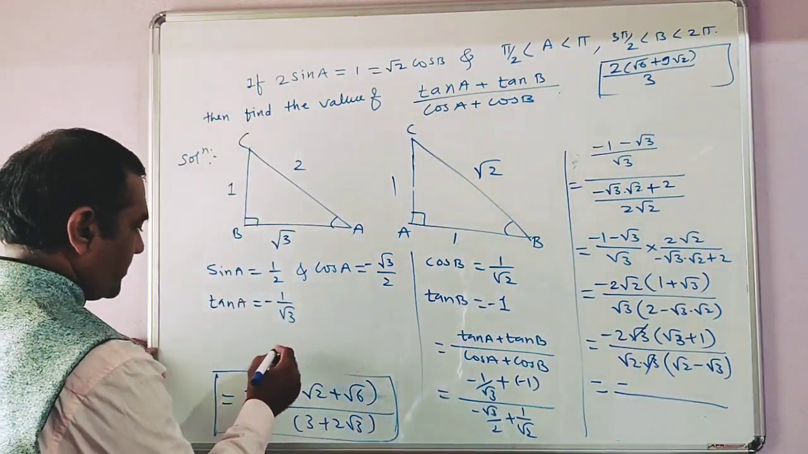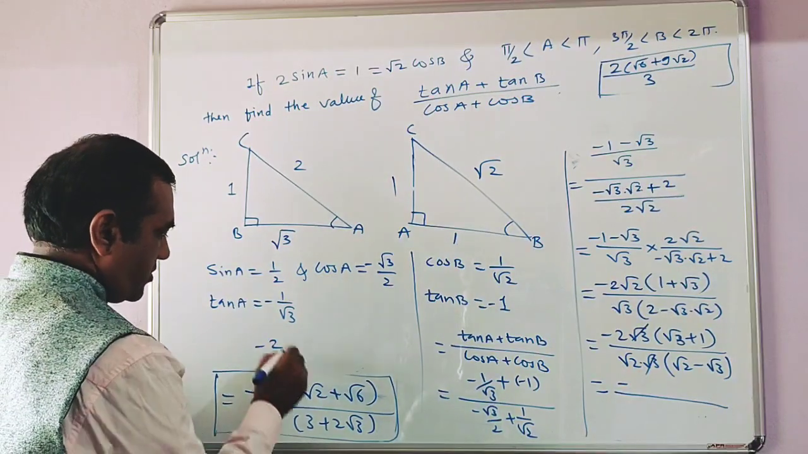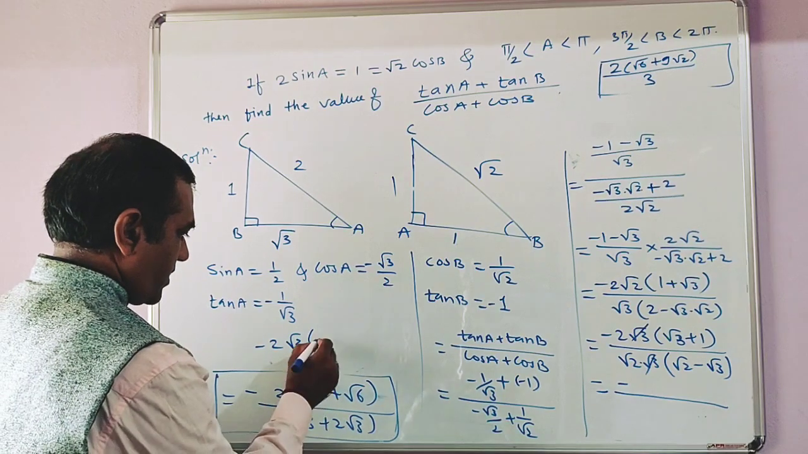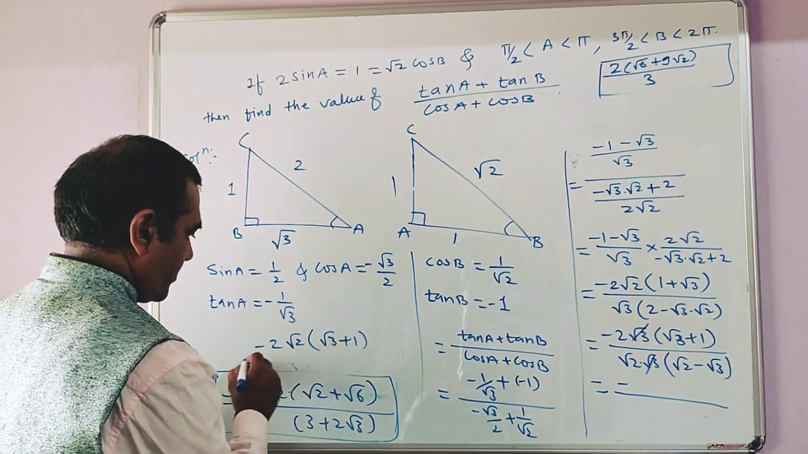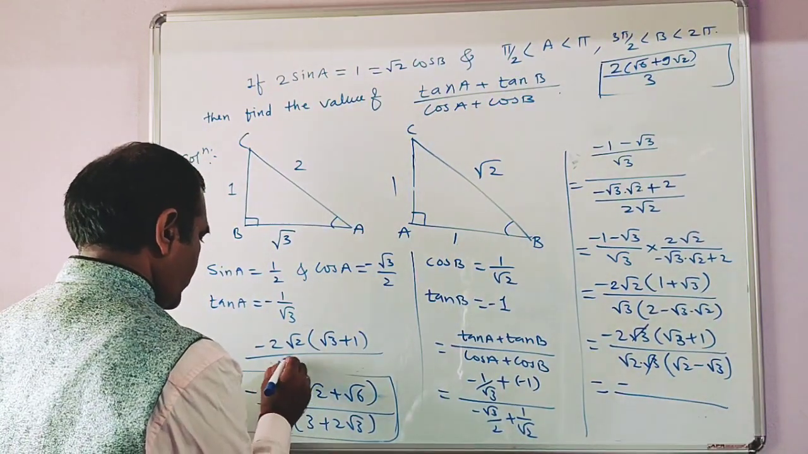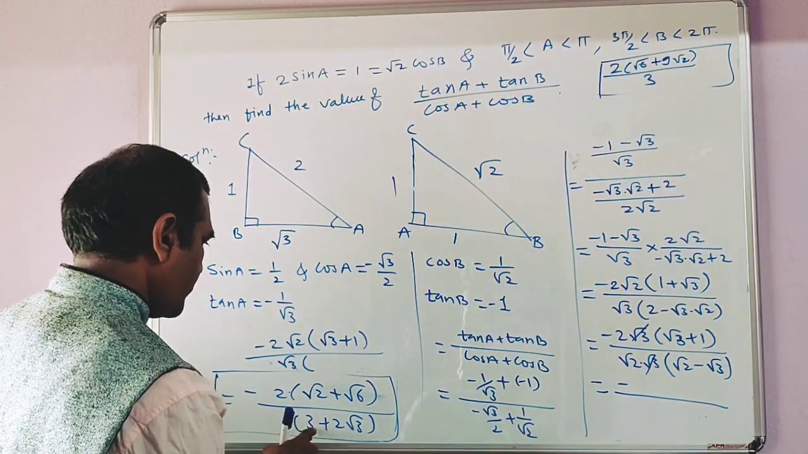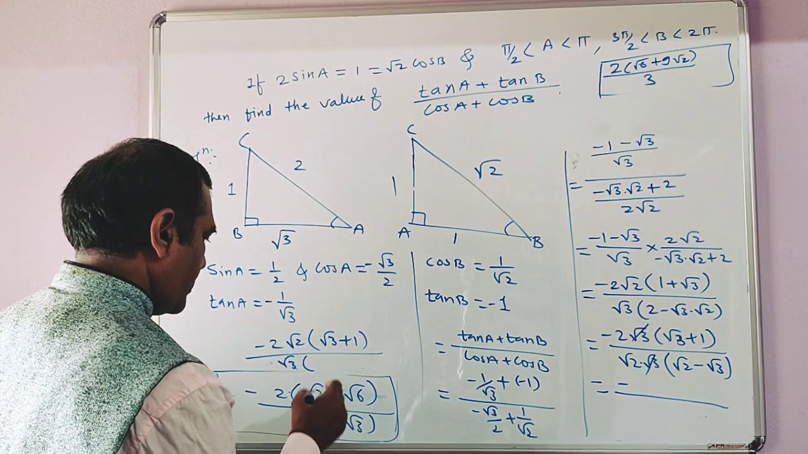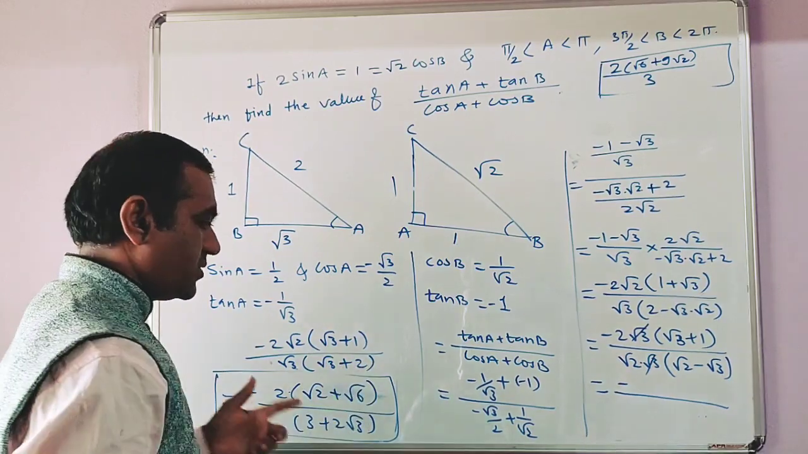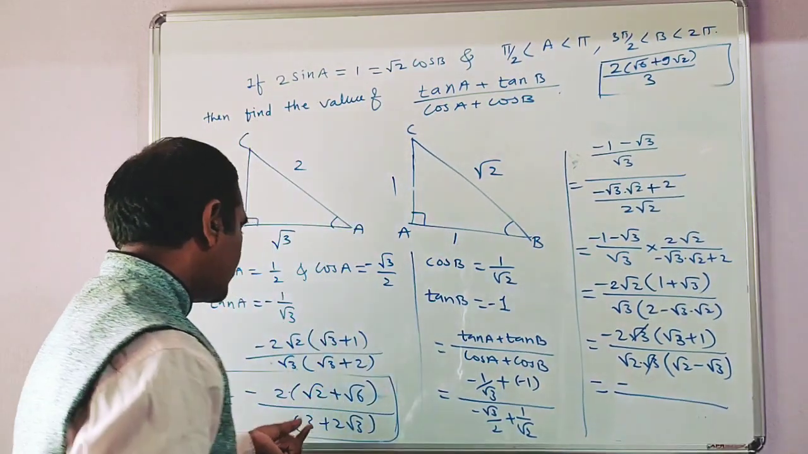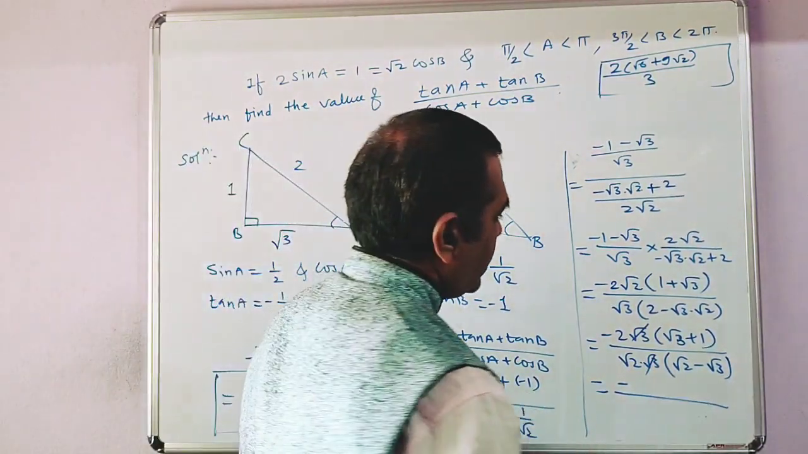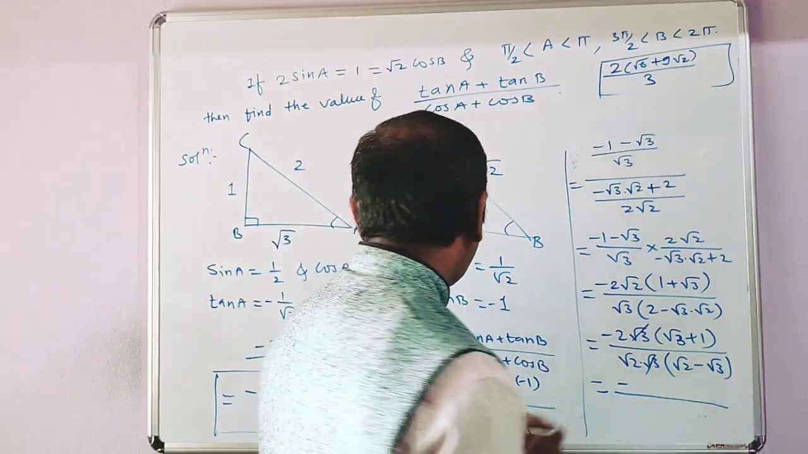Same answers. See, minus 2 in bracket root 2 in bracket root 3 plus 1 upon root 3 is common, then this will be root 3 plus 2, or 2 plus root 3. 2 plus root 3, this is your final answer. Similarly here you can take the conjugate of this.